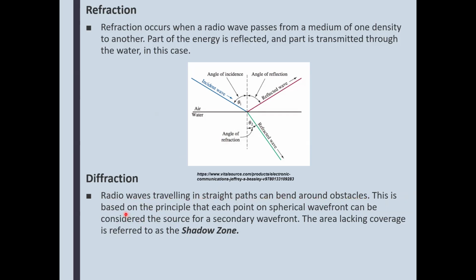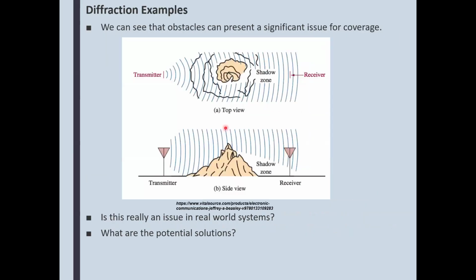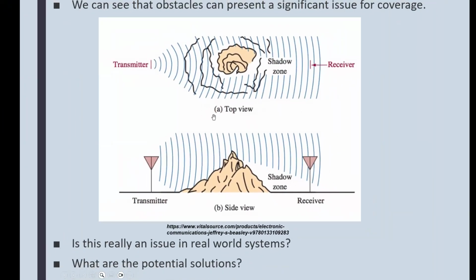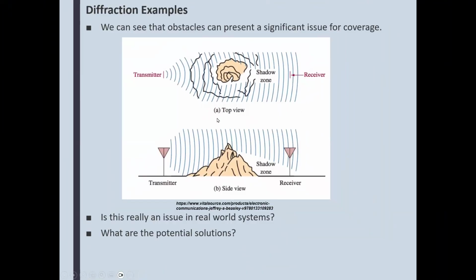This is based on the principle that each point on a spherical wavefront can be considered as a source for a secondary wavefront. That's how electromagnetic waves behave. The area lacking coverage is called a shadow zone, and here is the visualization of that.